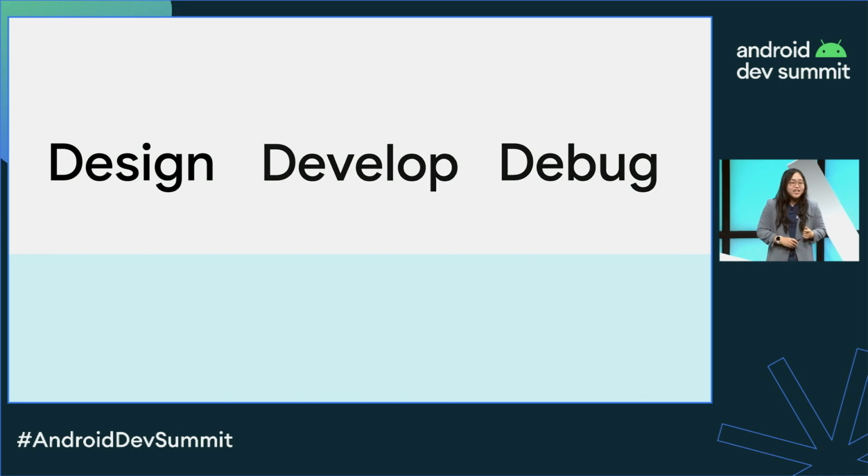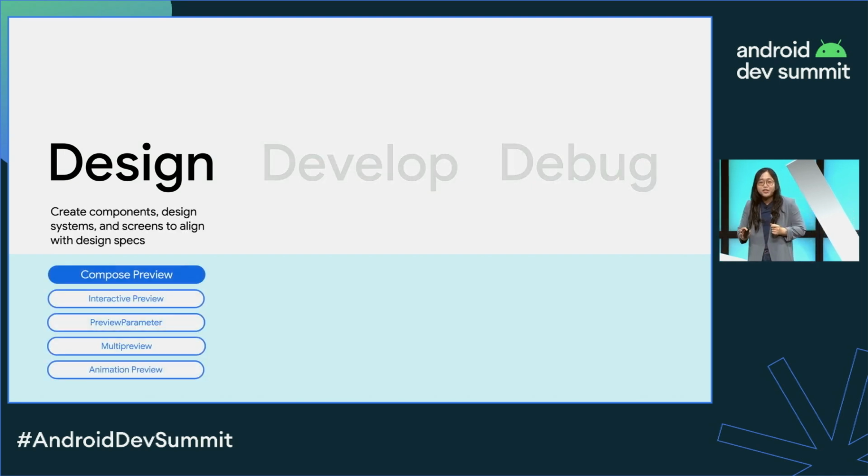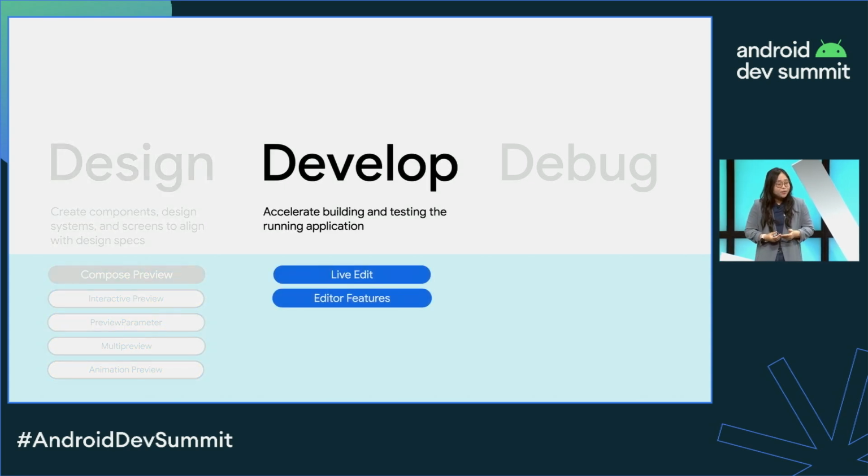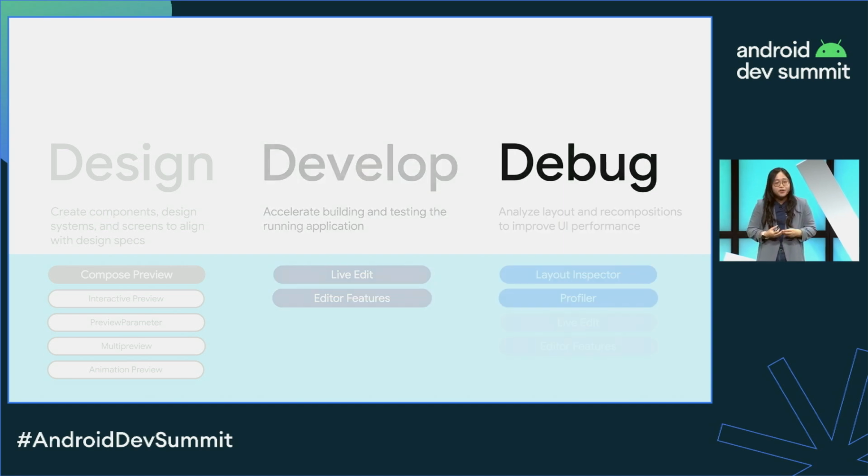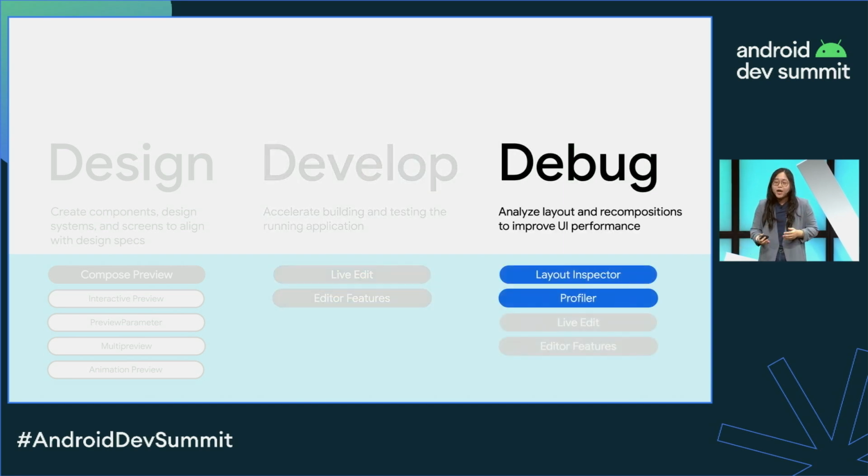Specifically, in the design stage, you'll learn how to leverage Compose Preview and its sub-features to create components, design systems, and screens to align with your design specs. In the develop stage, you'll learn how to accelerate building and testing your running applications with Live Edit and Compose Editor features. And finally, in the debug stage, you'll learn how to analyze layouts and recompositions to improve UI performance with Layout Inspector and Profiler.